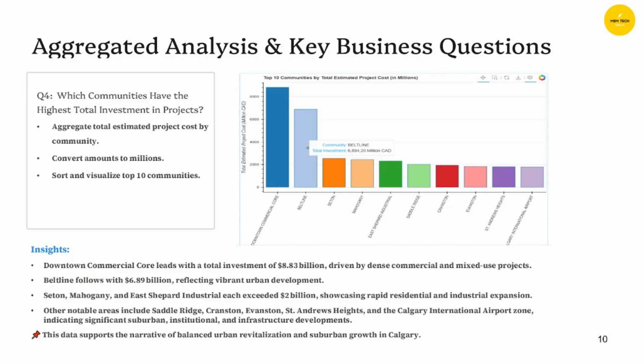From the result, it is visible that Downtown Commercial Core leads with a total investment of 8.83 billion. Next comes Belt Line, with about 6.89 billion, reflecting vibrant urban development. So these are the top 10 communities from 1999 to the middle of 2025, the most active communities with respect to estimated project cost.